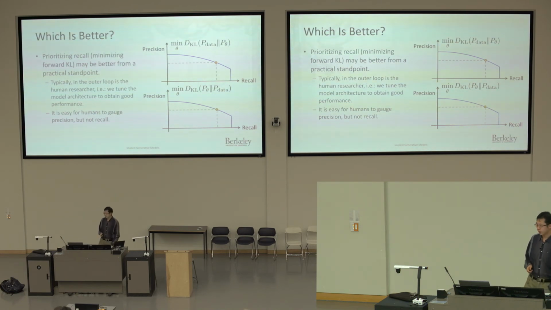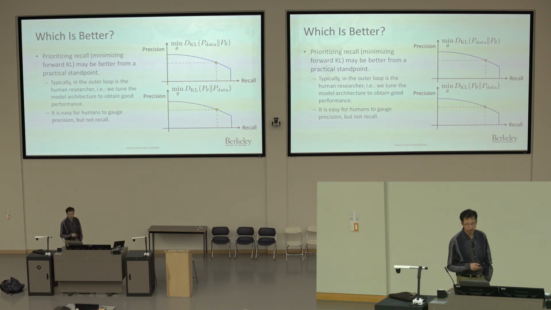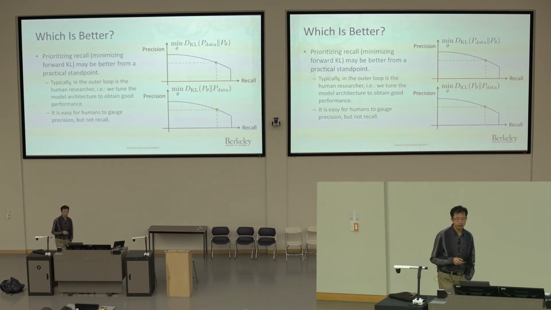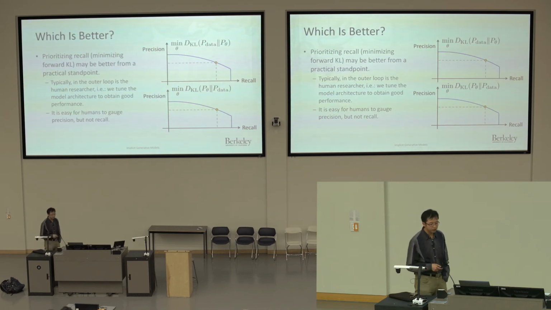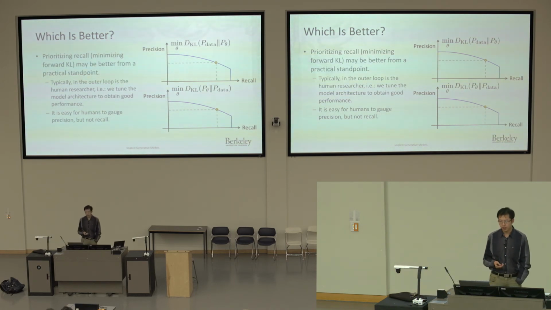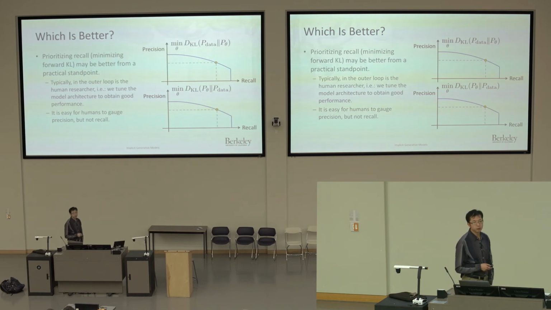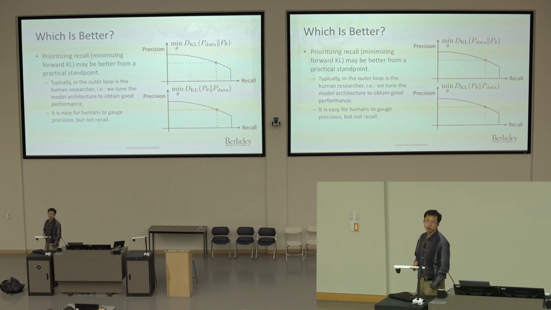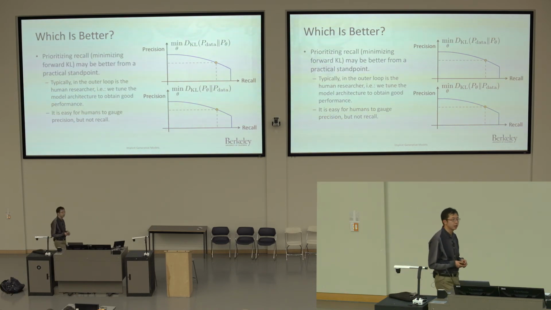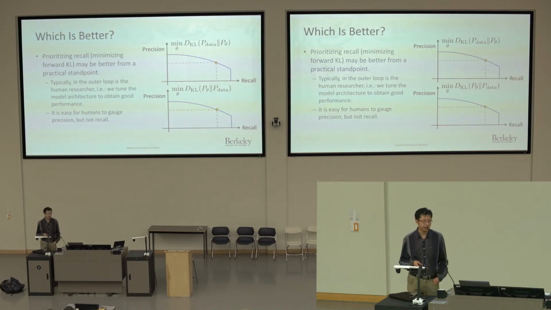So which of these is actually better? I would argue that from a practical standpoint, prioritizing recall, or minimizing forward KL, is better. Why is that? Because in the outer loop, that's typically the human researcher tuning the architecture and the hyperparameters. We tune the architecture to obtain good performance, and if it doesn't perform well, we just change the architecture. It's relatively easy for humans to gauge precision: we can just generate a bunch of samples and look at them to see if they look nice. It's harder for us to gauge recall. It's just not humanly possible to go over, say, millions of examples and see whether they span the entire distribution.